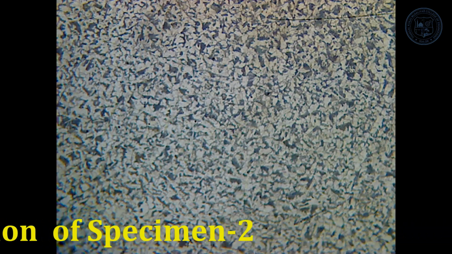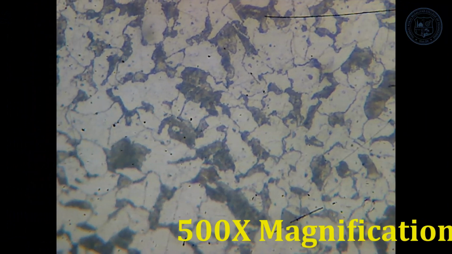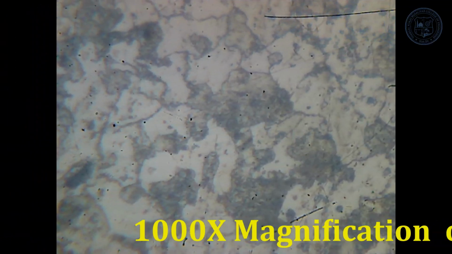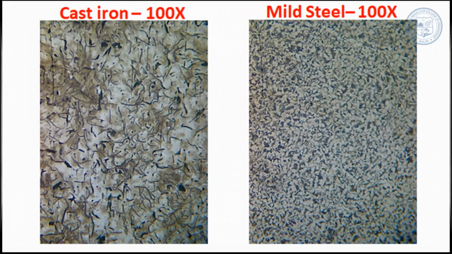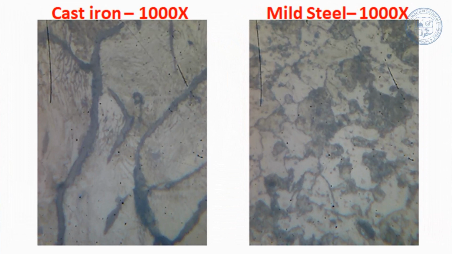From the microstructure, we can confirm that the second specimen is mild steel. And as you all know, the mild steel microstructure is characterized by the presence of ferrite and pearlitic microstructure, and we can see the pearlite islands evenly distributed in a ferrite matrix. Thus, we have understood how to identify the metallographic microstructure of the given specimen.